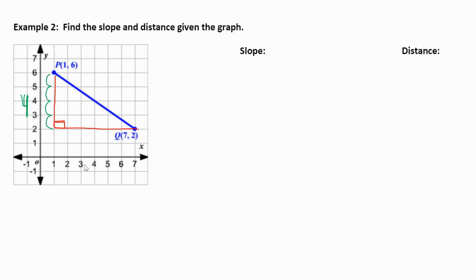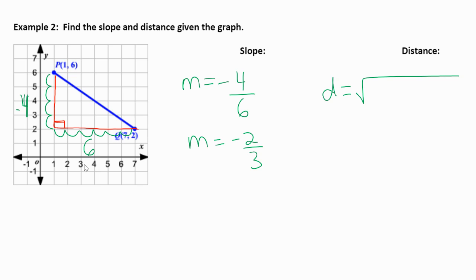Same idea for when I'm going from left to right. So if I actually count it out, I'm going to get this to be 6. And so if my question is asking for the slope, my slope would be rise over run. So it would be a -4 over 6, or a -2/3.